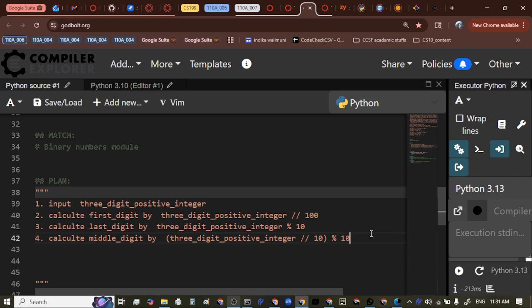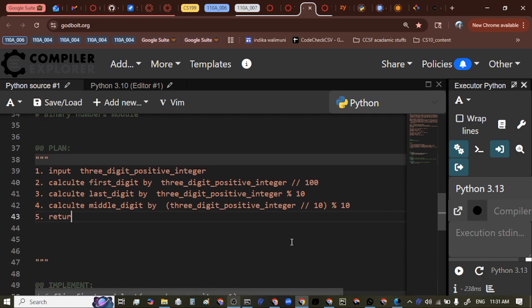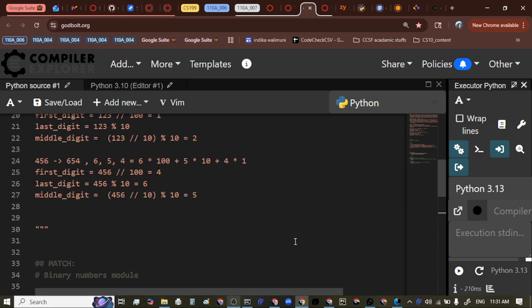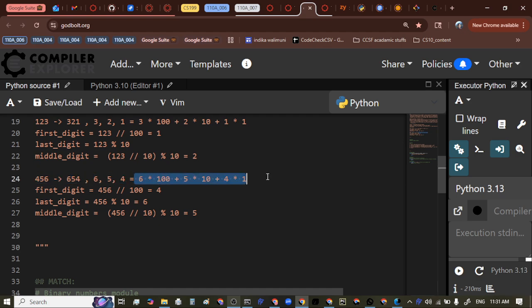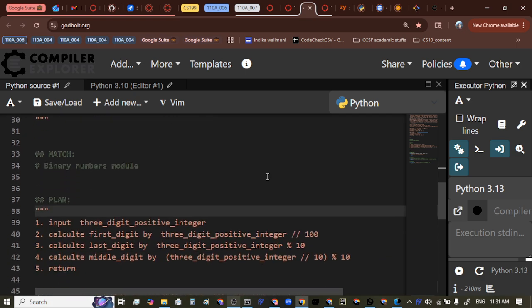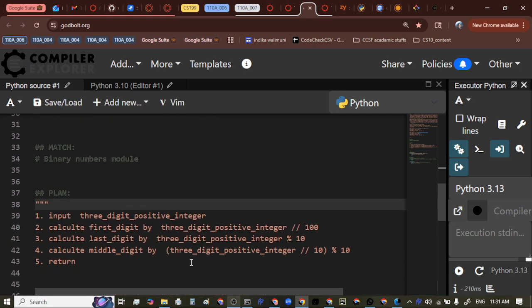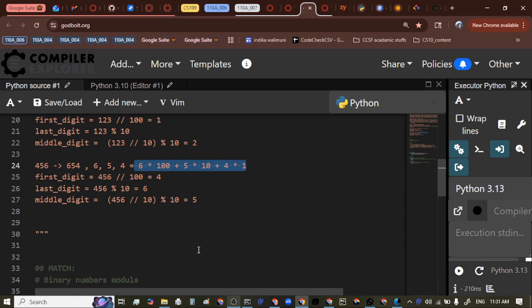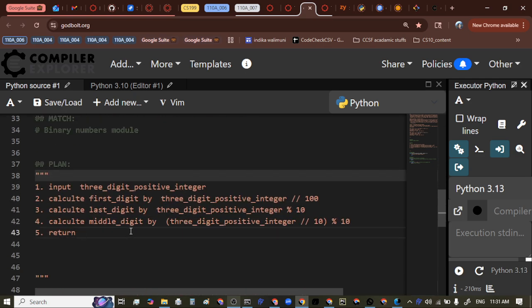Okay, and what do I have to do now? Step 5. So don't print your function, guys. Make sure to return. So return what? Return this. So the last digit comes first, so I'm going to copy this and change it accordingly. Return, it should be last digit here.